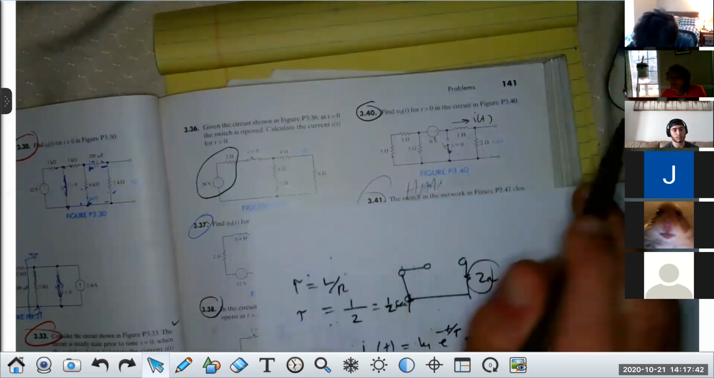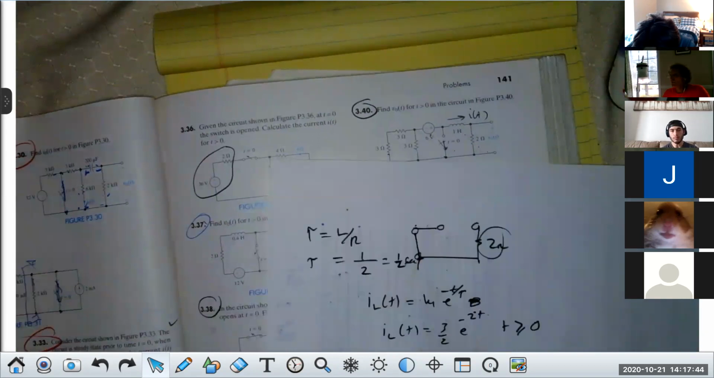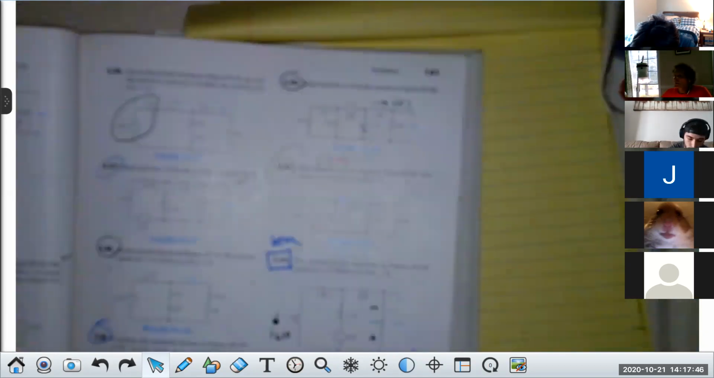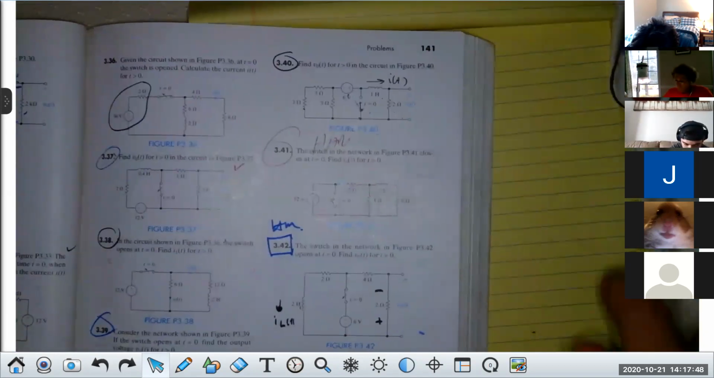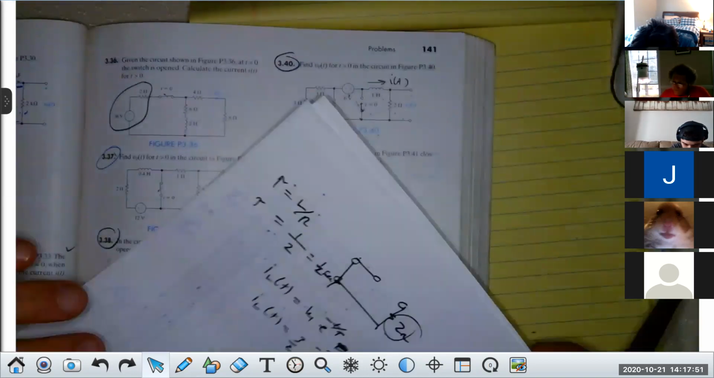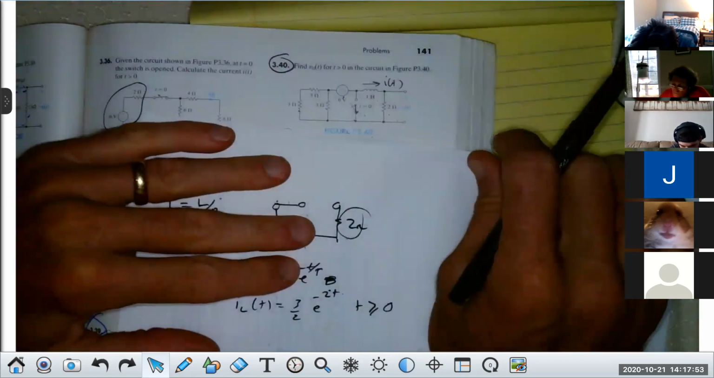Does anybody have a suggestion for a capacitance problem? Real quick before we move on, I guess I'm still slightly confused as to why when the switch closes that it completely cuts off the rest of the circuit.